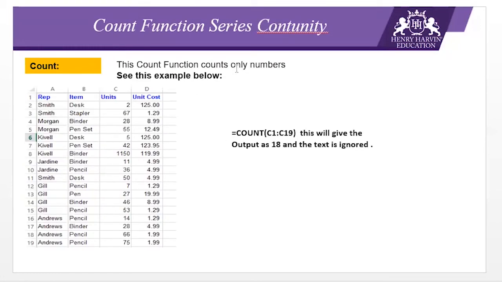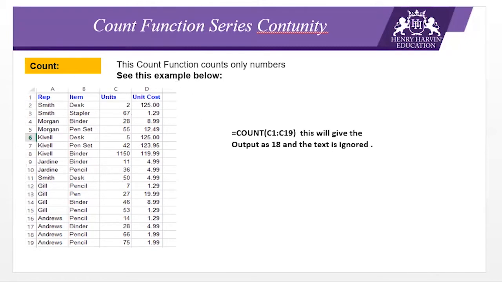The COUNT function counts only numbers. Remember guys, COUNT counts only numbers. Over here I have selected range C1 through C19. C1 itself is Units. If we use the COUNT function, of course it will not be counted, so the result will be 18. Text is ignored here. I hope this is clear.